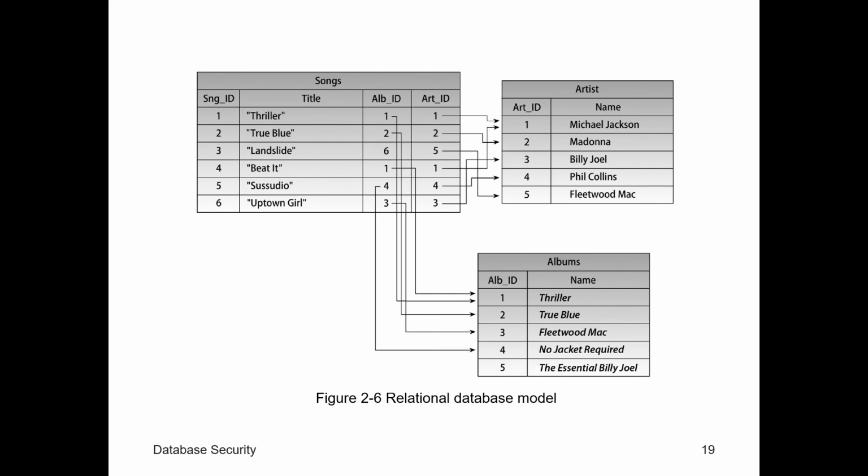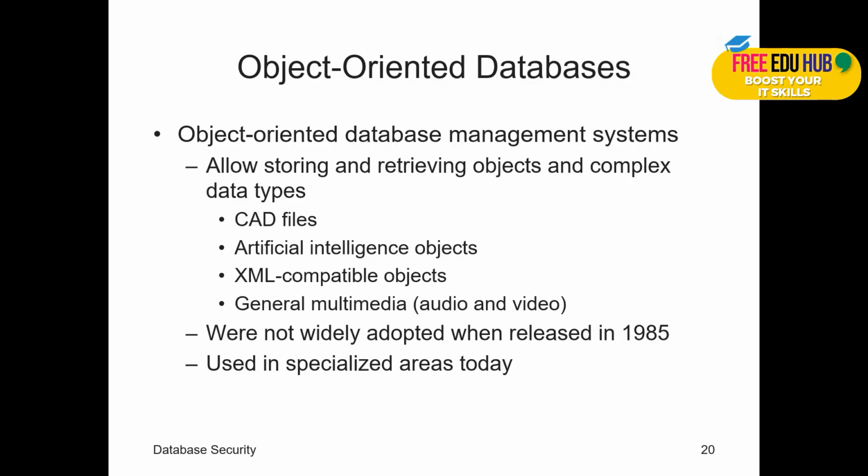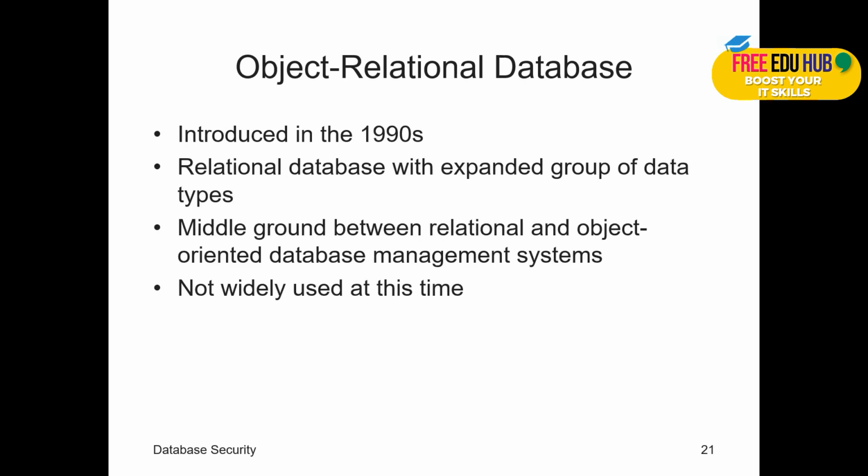You might have seen it in an Excel sheet that if you want to import a field from a different worksheet, you'll just give a reference to it, and that particular value will be copied from that row to the other worksheet. Now, object-oriented database management systems allow storing and retrieving objects and complex data types such as CAD files, artificial intelligence objects, XML, audio and video files, and pictures, which could be stored in a database. They were not widely adopted when released in 1985. They use specialized areas today to do that.